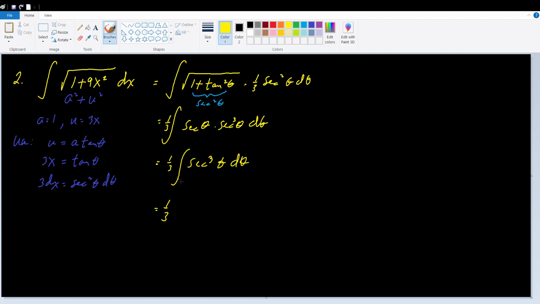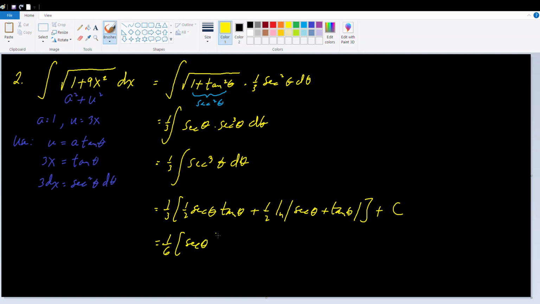Secant cube. So since the exponent of secant is positive odd, we shall apply here integration by parts, and we have done that before. And the integral of secant cube theta is 1/2 of secant theta tangent theta plus 1/2 of ln of the absolute value of secant theta plus tangent theta plus c. Or that is 1/6 secant theta tangent theta plus ln of the absolute value of secant theta plus tangent theta plus c.